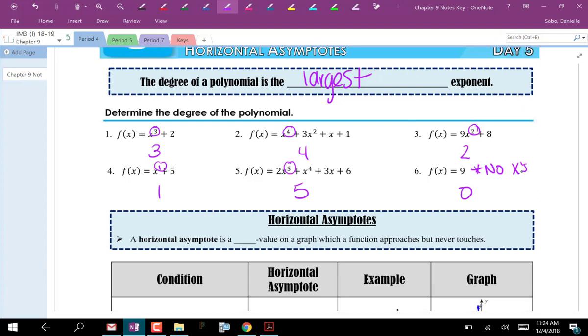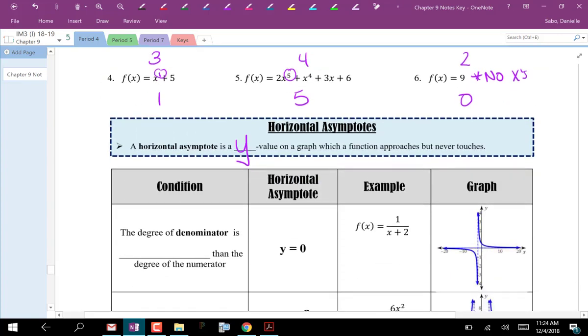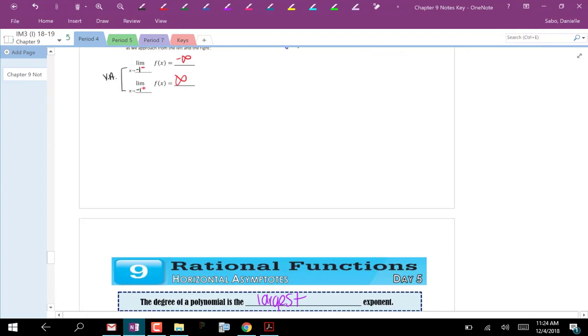So your horizontal asymptote is going to be dependent on that degree. A horizontal asymptote is the y value on your graph which a function approaches but never touches. It's just like the vertical, but now we're going to be doing horizontal, which is this way. We've seen it on our graphs before, but we haven't talked about it. There are 3 conditions that you have to remember. The 3 conditions are as follows.